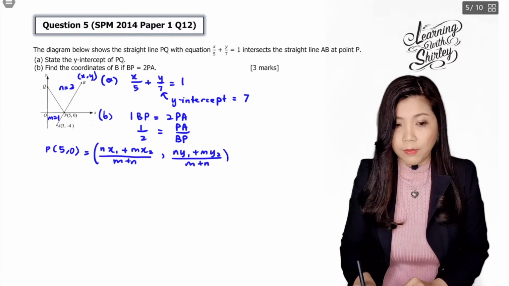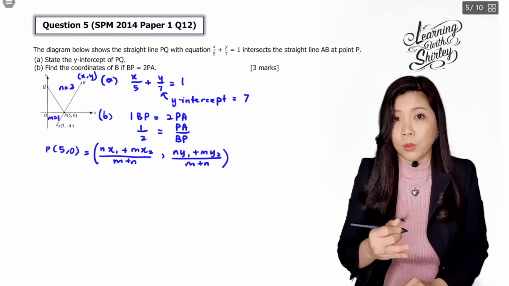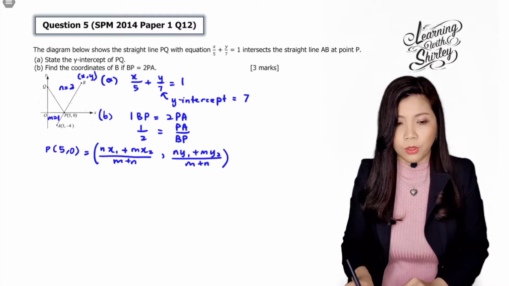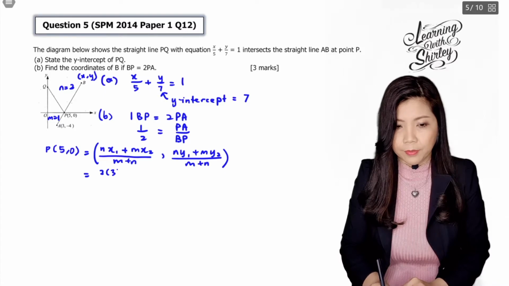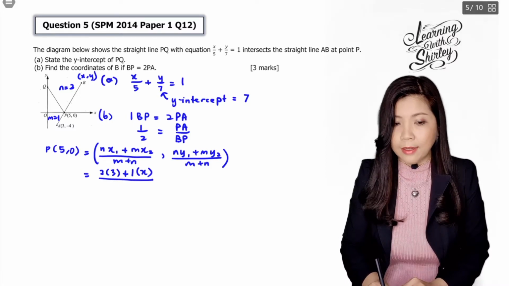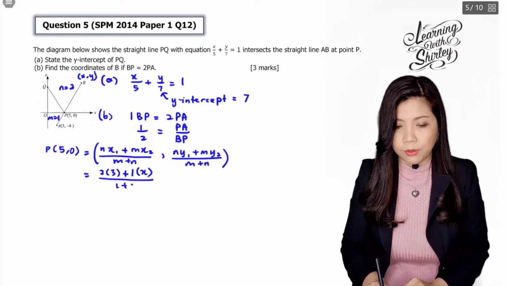So I'm going to substitute the values here. The A will be (x1, y1), the B will be (x2, y2). So equals, n is 2, x1 is 3, m is 1, then x2 is x, then over m plus n, which is 1 plus 2.